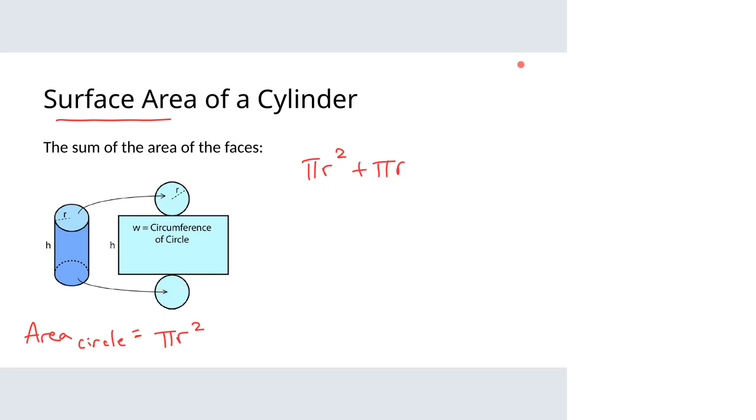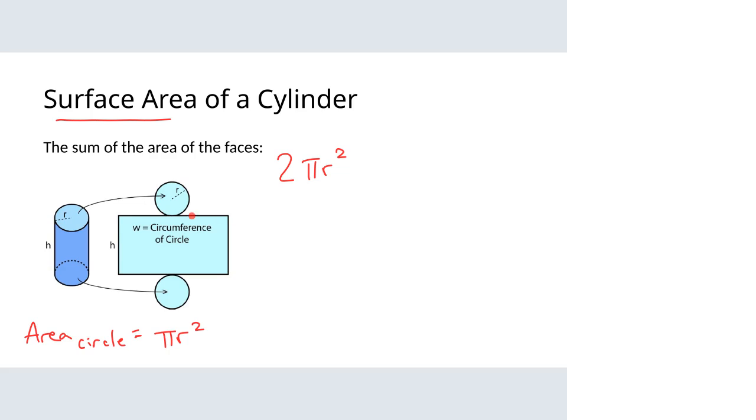Although, instead of pi r squared plus pi r squared, what we could do is just say, well, we have two of those. We have two pi r squareds, one on the top and one on the bottom. If you see something that you're not sure where it came from or it doesn't make sense, just ask. So pi r squared on the bottom, pi r squared on the top, so we have two of those. Now we need the area of this rectangle here in the middle.